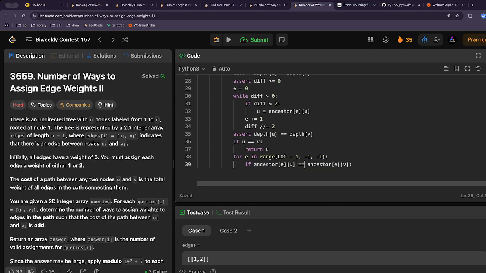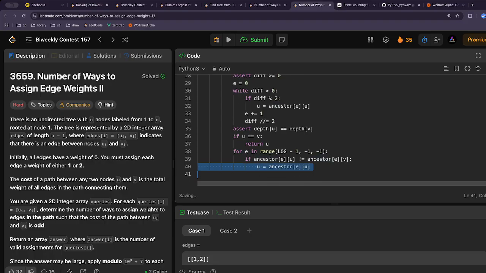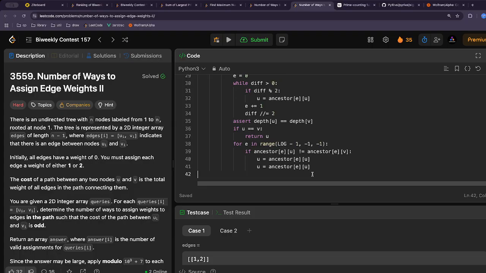If they are equal, it's because we're at the lowest common ancestor or higher. But if we don't, then it is safe to make this jump, right? So we should make this jump, and we are going to maintain our invariant that U and B are different.